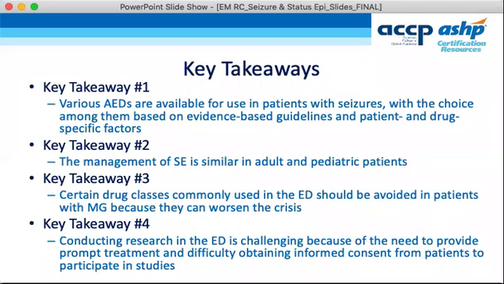Some key takeaways from this module are: one, various anti-epileptics are available for use in patients with seizures, with the choice among them based upon evidence-based guidelines and patient and drug-specific factors. Two, the management of status is similar in adult and pediatric patients. Number 3, certain drug classes commonly used in the ED should be avoided in patients with myasthenia because they can worsen the crisis. And lastly, conducting research in the ED is challenging because of the need to provide prompt treatment and obtaining informed consent from patients to participate in studies.